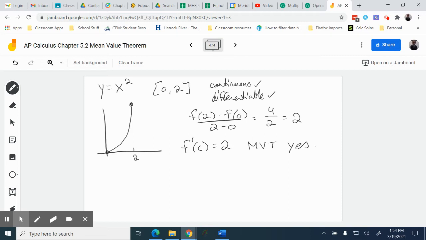F prime, right, pen quit working. I have to reset the pen. We know that the derivative of x squared is 2x, which means that 2c must be equal to 2, which means that c must be equal to 1. Right here, there's the point. The slope of this line right here is 2.